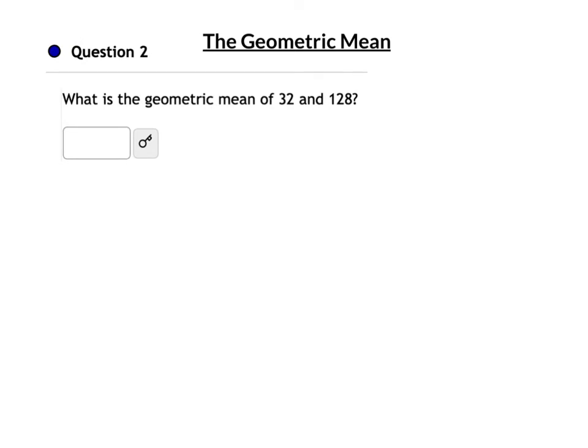Question 2. What's the geometric mean of 32 and 128? Just put in your calculator 32 times 128 and take the square root of that, and you get 64.